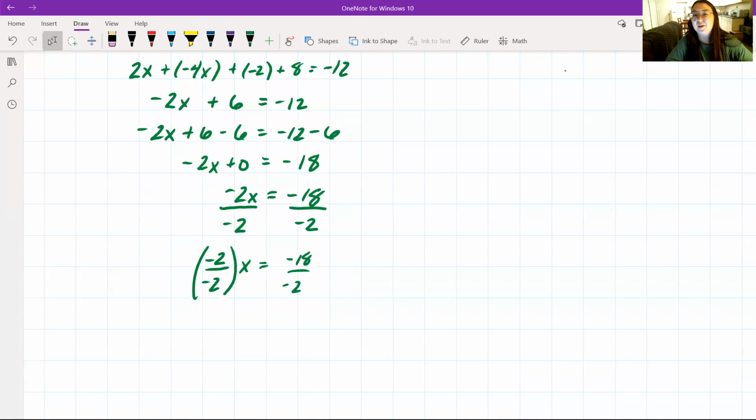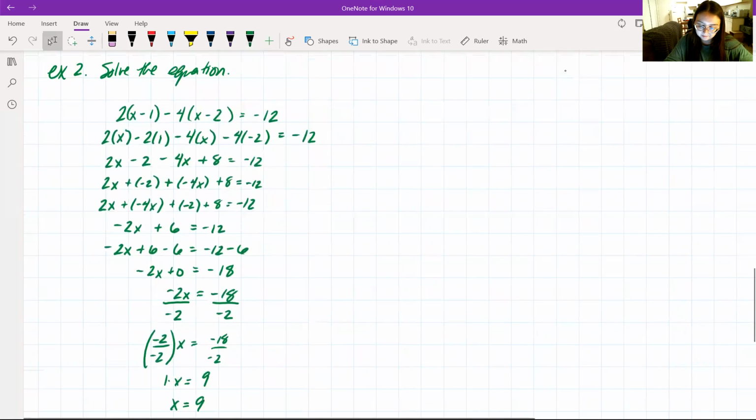Since we have a number divided by itself, this is our property of 1. So this becomes 1 times x is equal to negative 18 divided by negative 2. Since they're both negative, our result will be positive, and we know that 18 divided by 2 is 9. So we end up getting a positive 9. And then we have our 1 times x, which is just our identity property for multiplication. So we get our solution of x is equal to 9. But of course, we want to check if this is correct. So let's check.